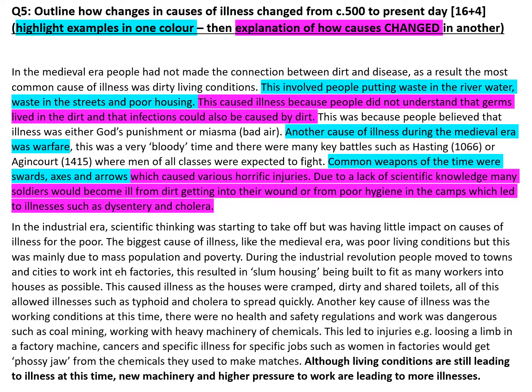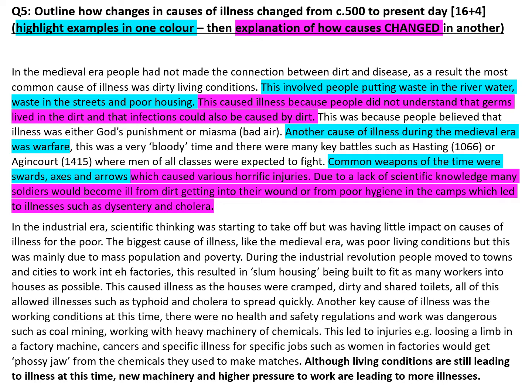Okay, so in the medieval era, people had not made the connection between dirt and disease. As a result, the most common cause of illness was dirty living conditions. Sorry, I should have highlighted dirty living conditions. I've missed that one out. Notice how I give a bit of context before. I've picked that trick up from you guys, marking your work. I like it when you guys start with a bit of, oh, this is what people believed or were doing at the time, and then here's my example. This involved people putting waste into the river water, waste into the streets, and poor housing. So there are my examples.